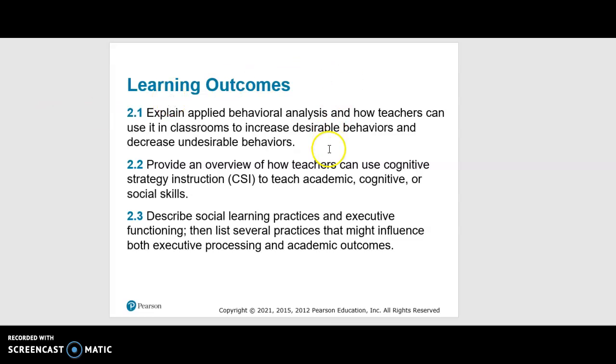So you want to think about these learning outcomes: explain applied behavioral analysis, how teachers can use it in classrooms to increase desirable behaviors and decrease undesirable behaviors. That's really our goal, to increase those desirable behaviors, the behaviors we want to see, and then decrease those behaviors we do not want to see.